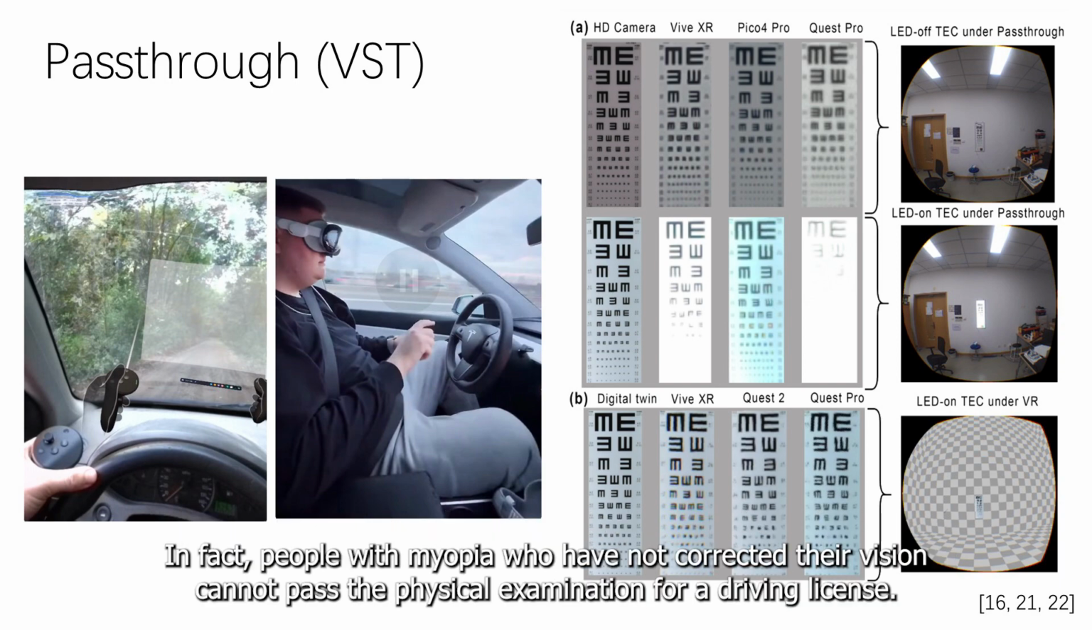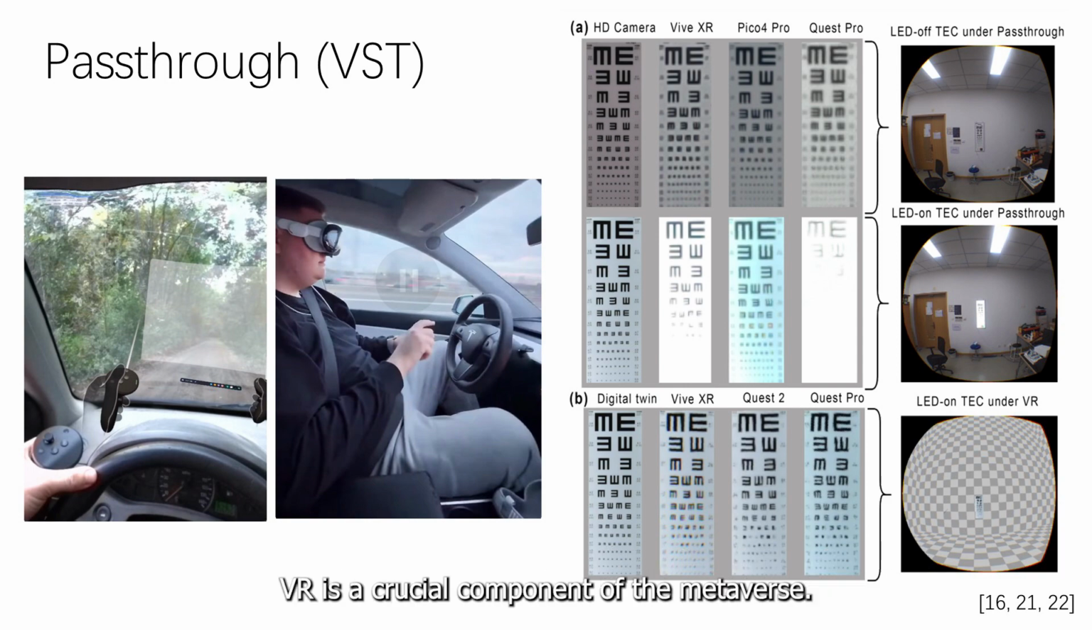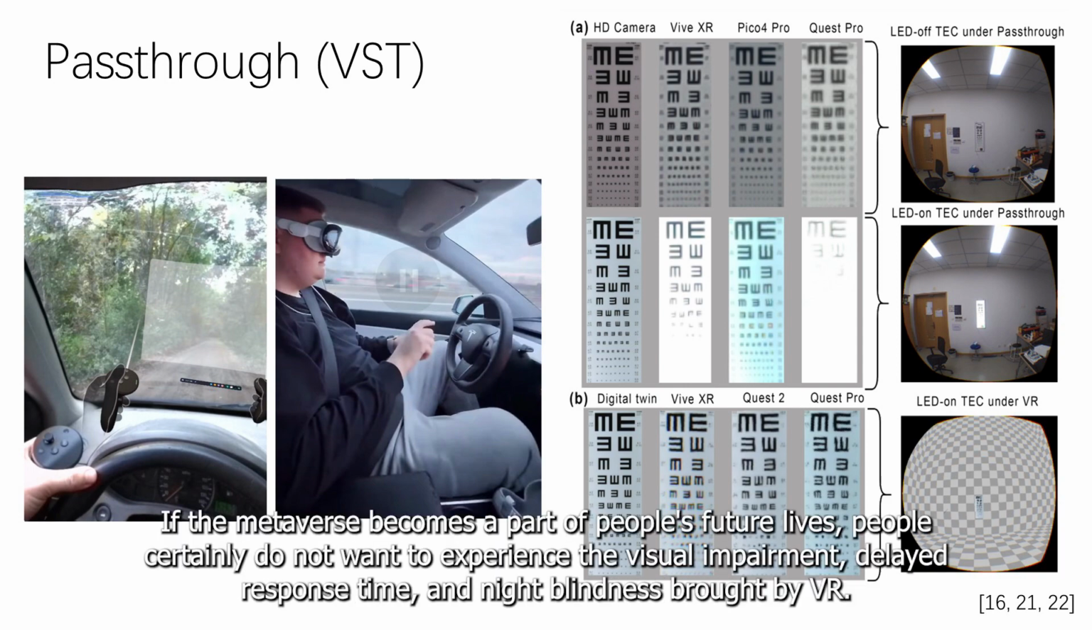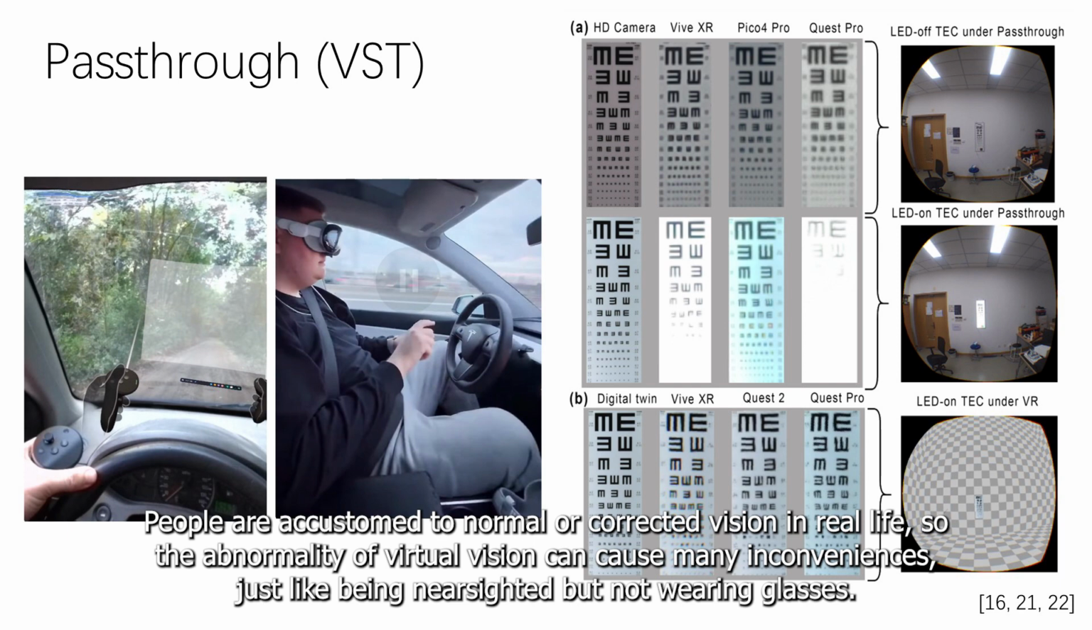so it's very dangerous. In fact, people with myopia who have not corrected their vision cannot pass the physical examination for a driving license. VR is a crucial component of the metaverse. If the metaverse becomes a part of people's future lives, people certainly do not want to experience the visual impairment, delayed response time, and night blindness brought by VR. People are accustomed to normal or corrected vision in real life, so the abnormality of virtual vision can cause many inconveniences, just like being nearsighted but not wearing glasses.